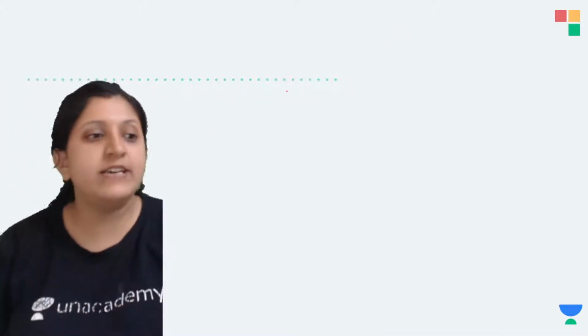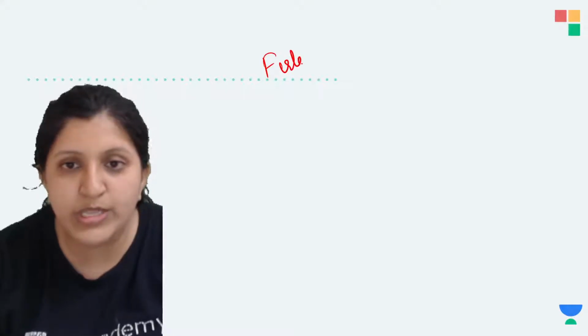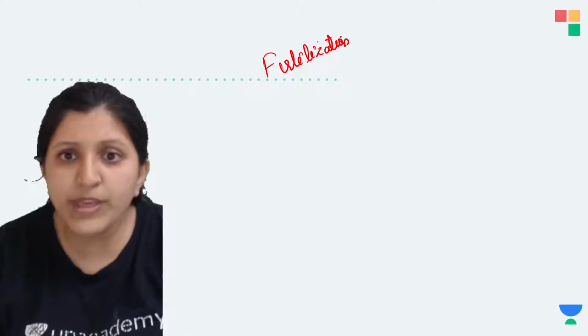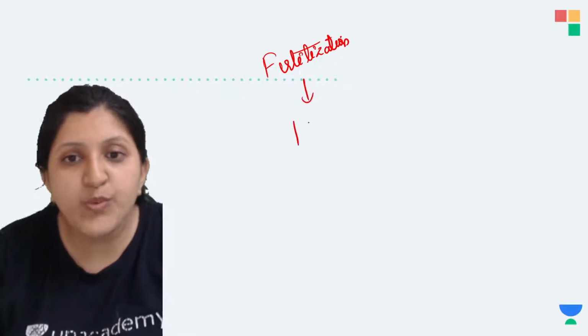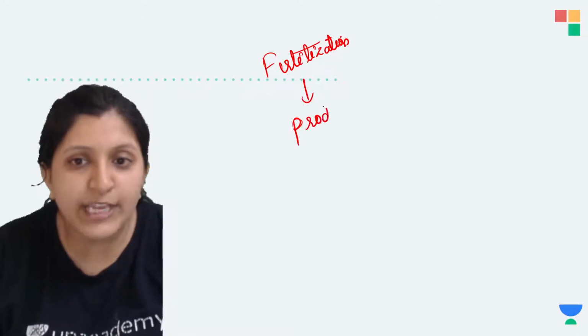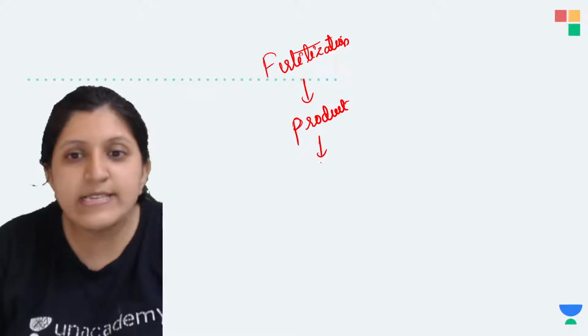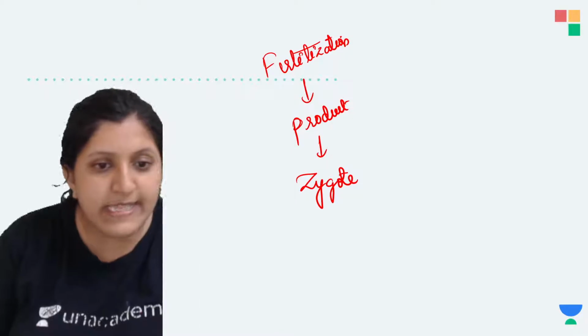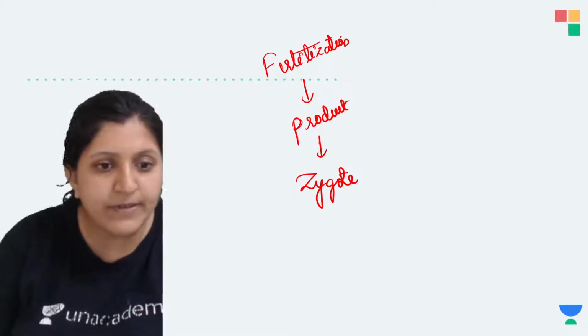Whenever a fertilization process occurs, the product formed is a zygote. So zygote is the product. What exactly does the zygote have? Let's have a look at the zygote now.